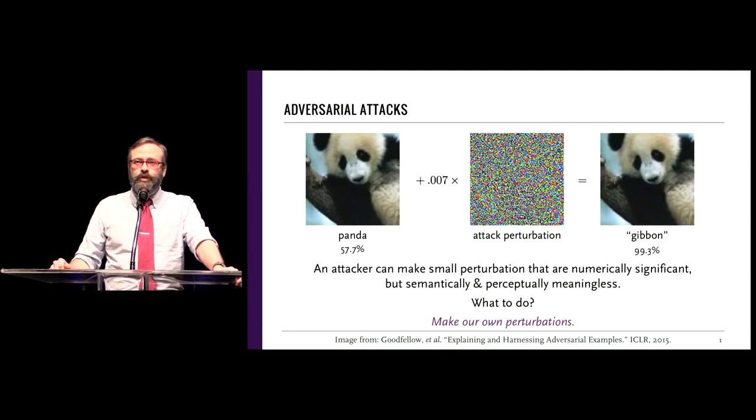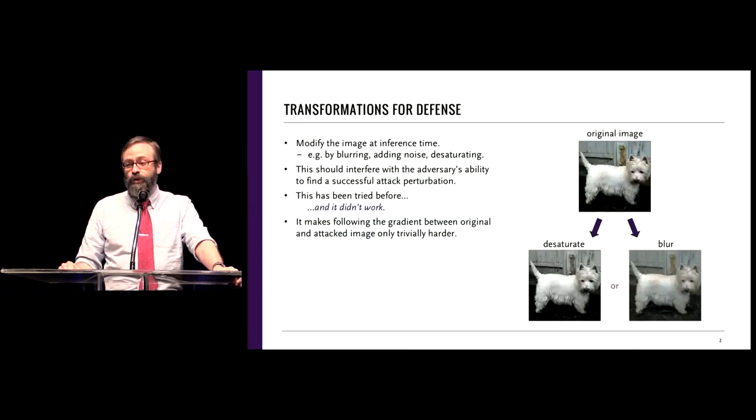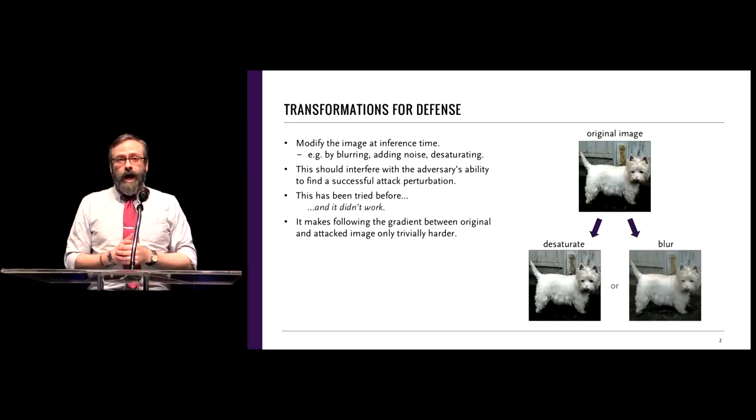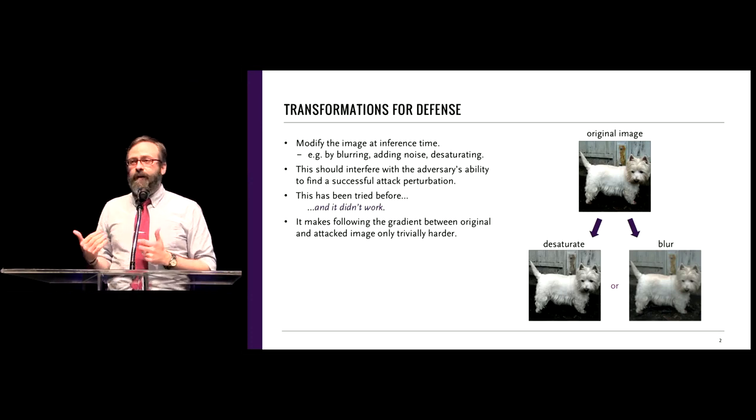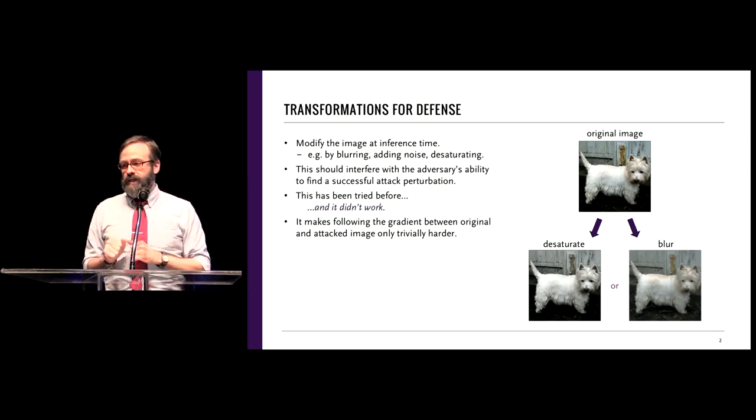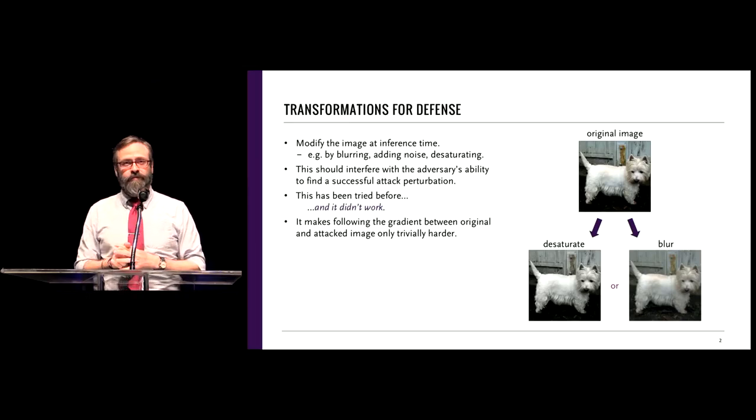Our idea is to beat the adversary to the punch and make some defensive perturbations of our own first. So what do I mean by this? I mean that at inference time, we would modify the input images before they're even fed into the network by doing something like blurring them or adding some noise or desaturating them, and that hopefully this would interfere with the adversary's ability to find a successful attack.